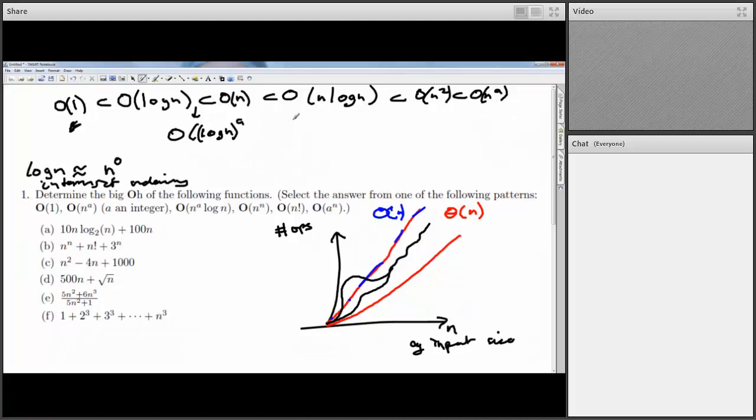Then you've got the classes after that which are not so doable, and they're ones that are more than polynomial time. The order for that is exponential, so some number to the power of n. Then you've got factorials. And then lastly, you've got n to the power of n.